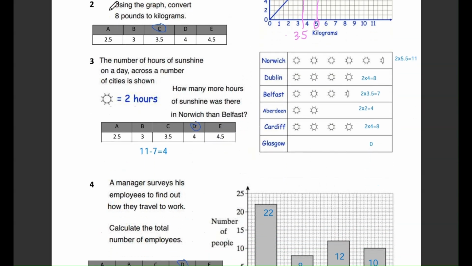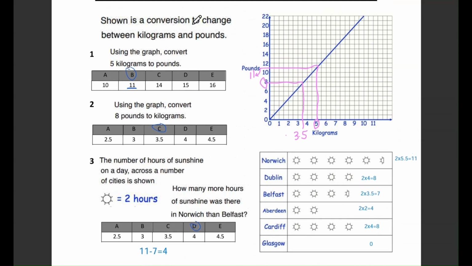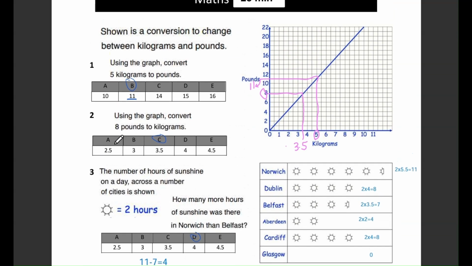Question 2. Moving on. Question 2 asks us to use the same graph to convert 8 pounds into kilograms. Our options are A, 2.5 kilograms, B, 3 kilograms, C, 3.5 kilograms, D, 4 kilograms, and E, 4.5 kilograms.